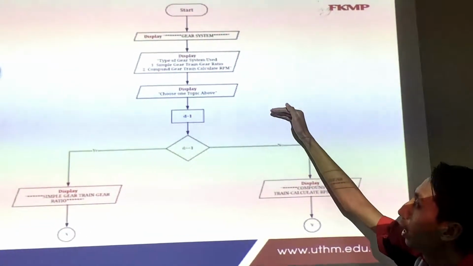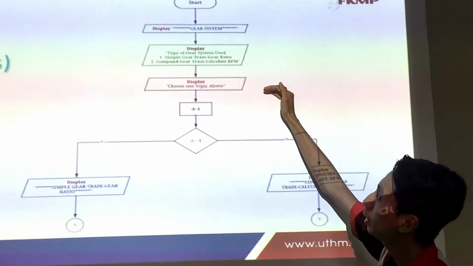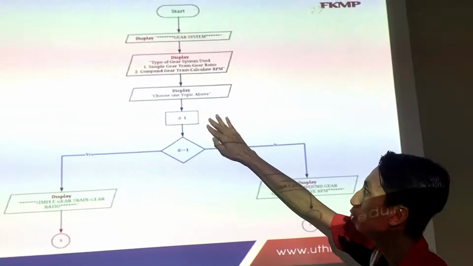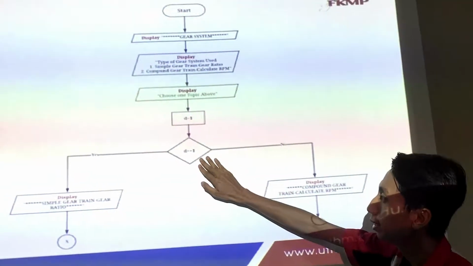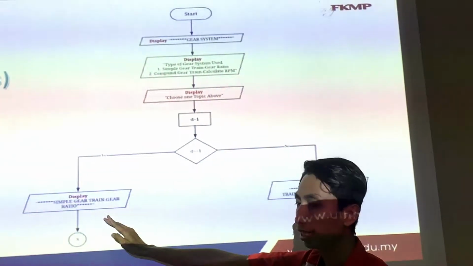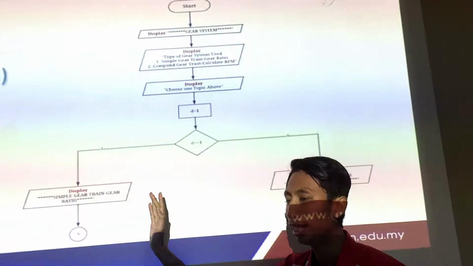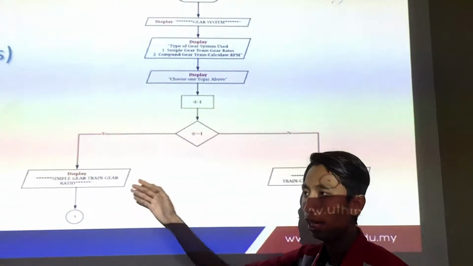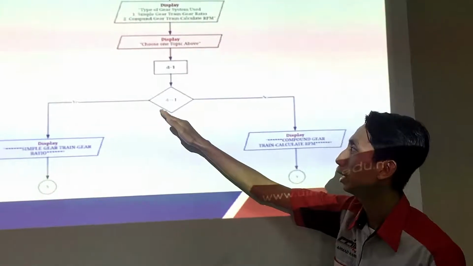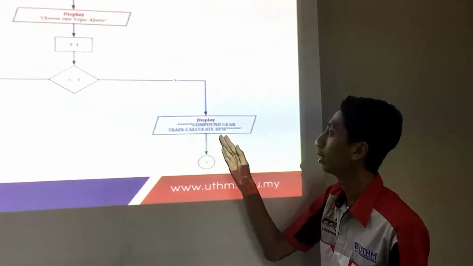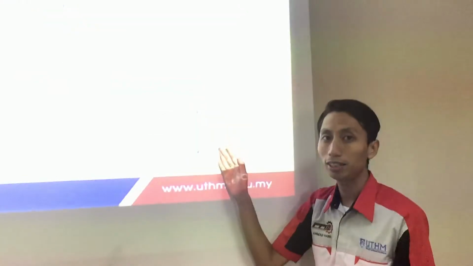Next I display a choice between the two topics. If I choose one, the program will go to the left-hand side, which displays the simple gear train, gear ratio. If I choose other than one, meaning 2, it will go to this part, and I will display the compound gear train to calculate the RPM.